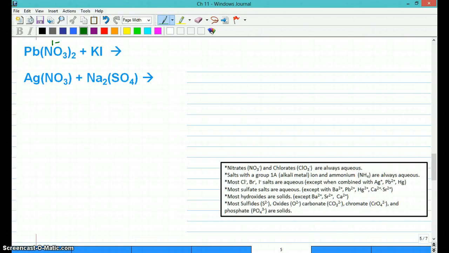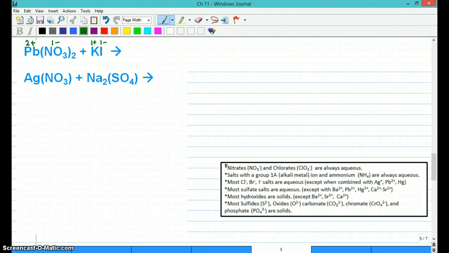Double replacement was when you wrote the charges for each one, and then you switched the two positives. So NO3 goes here, and then PbI2 because Pb is 2 plus goes here. Then you write the states. This one was aqueous, this one was solid, and then we balanced it. Okay. From this step, now we're going to write something called a net ionic equation.